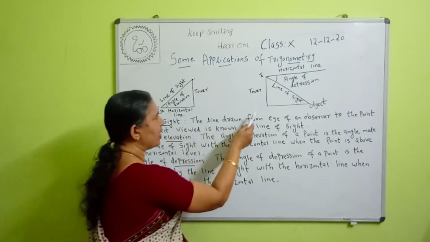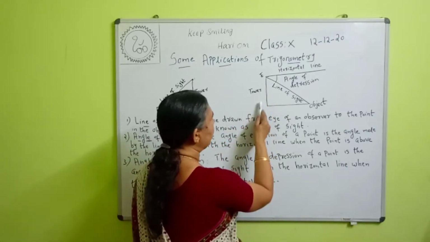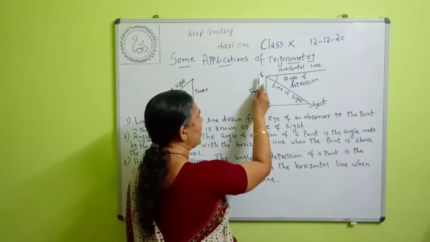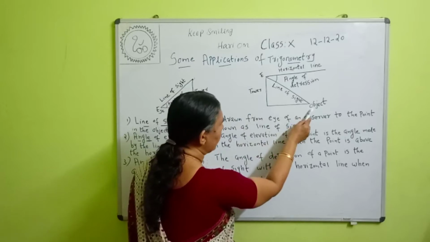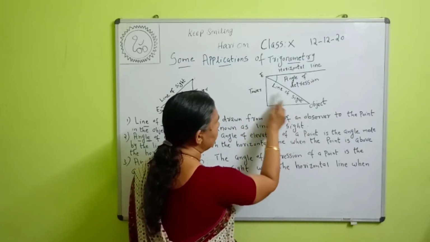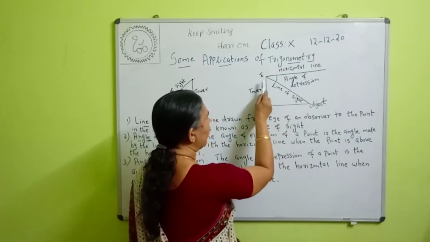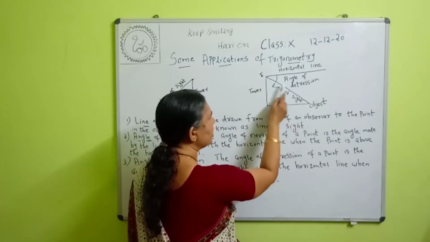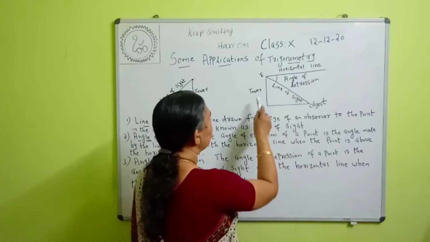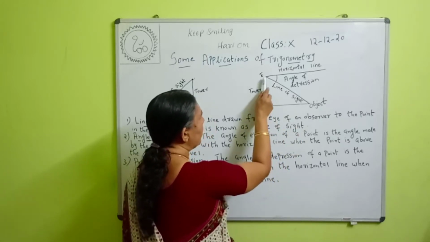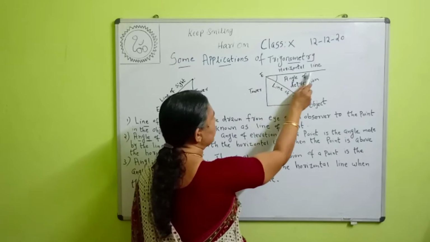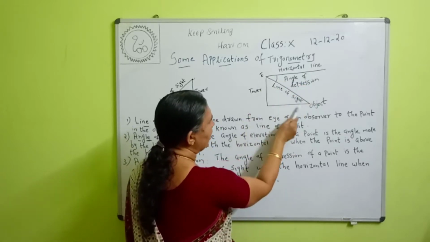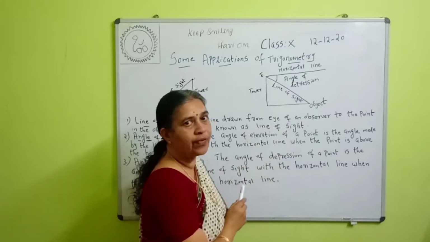Now look at the second figure. Here there is a tower, and the person is standing at the top of the tower, and he is looking at an object on the ground. The line made by the observer's eye and the object is called a line of sight. This horizontal line is at the top. The angle made by the horizontal line and the line of sight is called the angle of depression.